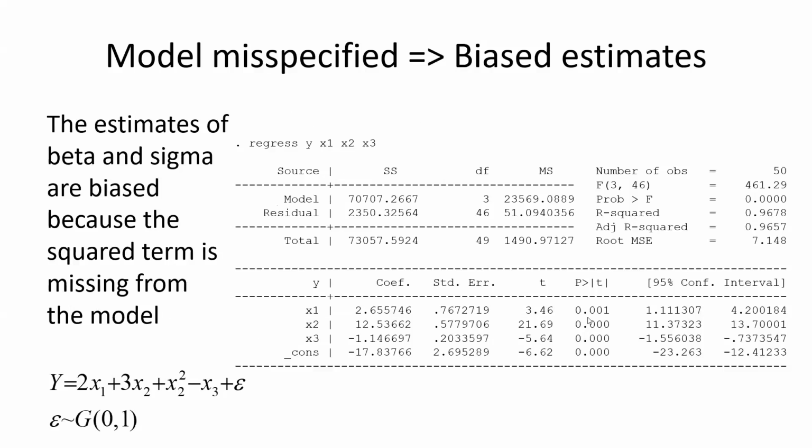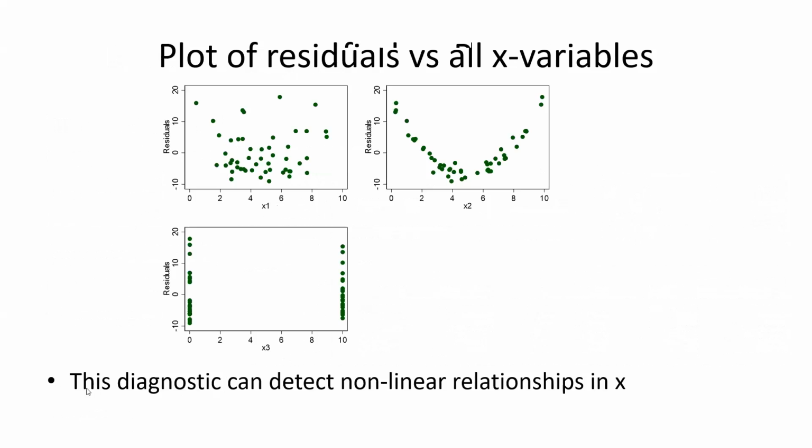So something is significant, blah, blah, blah. This can be interpreted. We don't attach a meaning to x1, x2, x3, and so forth. But the estimates are biased because, well, we omitted one term. And so if you look at x2, there's 12. x2, 3. That's wrong. That's way wrong. And the constant is minus 17. Here the constant is 0. That's way wrong. So let's look at the diagnostic plot now.